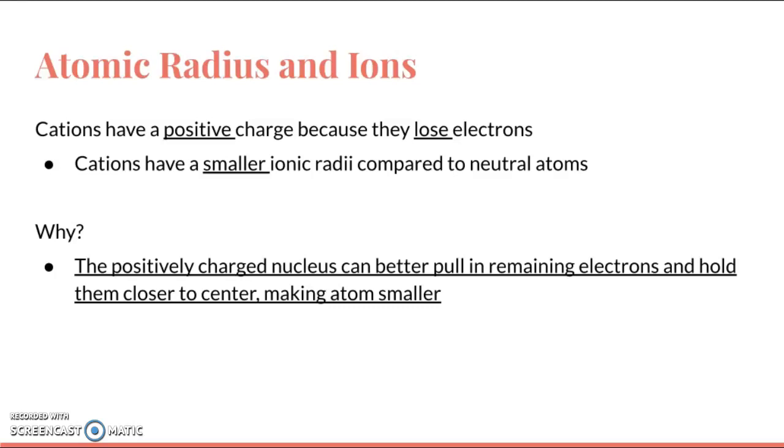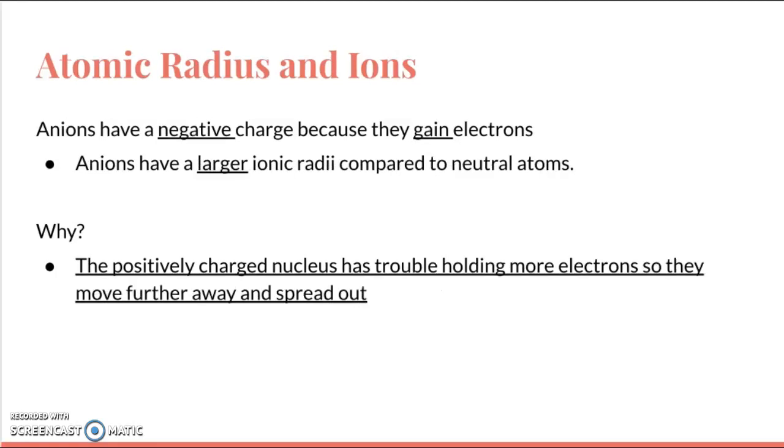The reasoning why is my positively charged nucleus can better pull in the remaining electrons and hold them closer to the center, making it smaller. So once I lose that electron, I can compress my atom. If that's the trend for cations, anions are pretty much the opposite. They have a negative charge, they gain electrons, and so my anions are going to have a larger ionic radii, because I cannot hold that many electrons in, and so they move away and spread out.